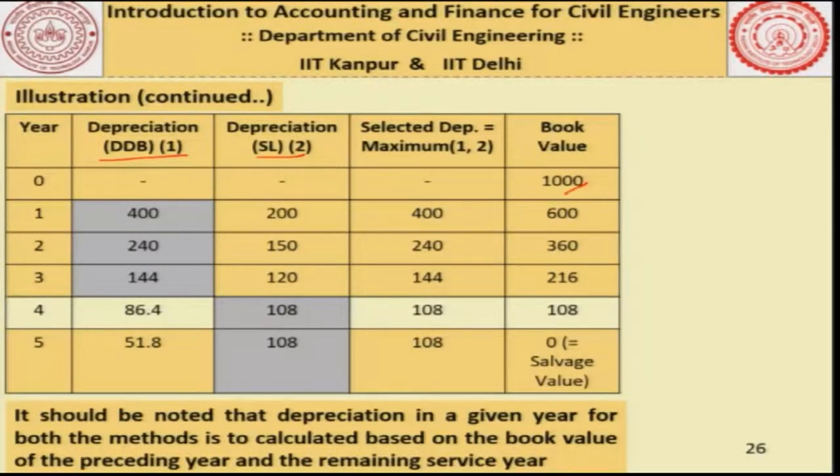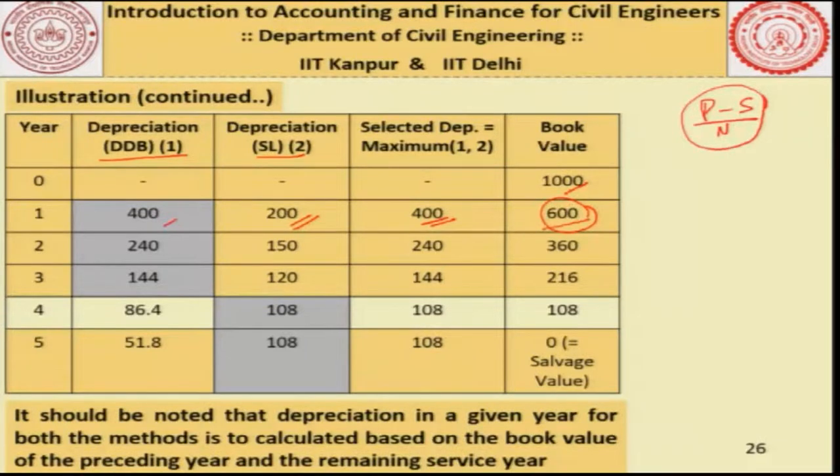As far as the straight line method is concerned, we will be talking of P minus S upon N. That is something which we had discussed. Now, in this particular example, once we have this 400, the straight line method gives me only 200, because it is 1000 minus 0 upon 5. We use the higher of the two, which is 400, and the book value becomes 600.